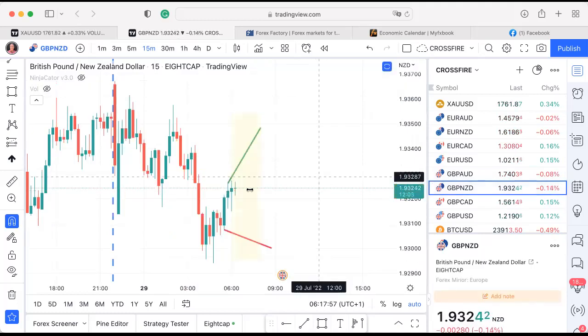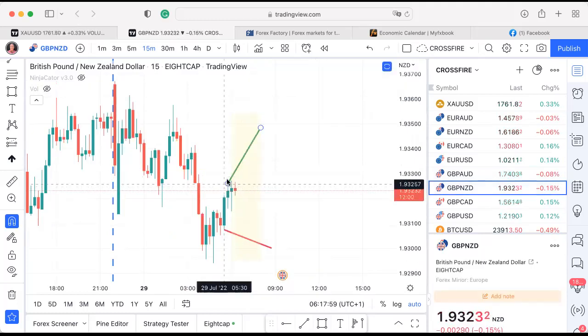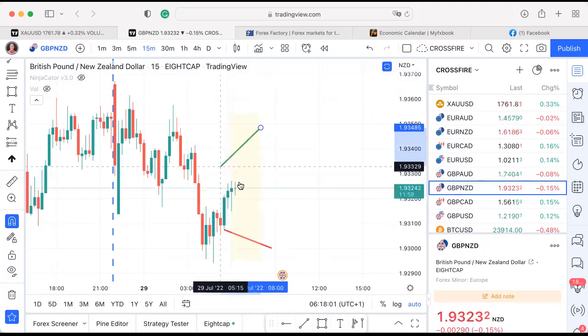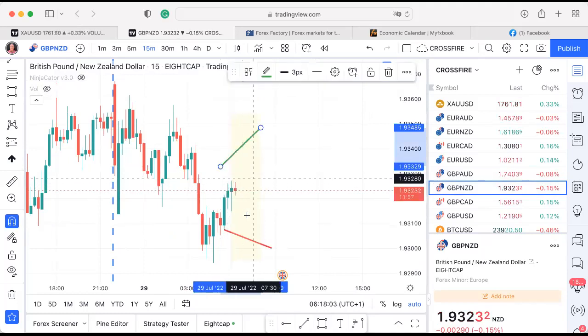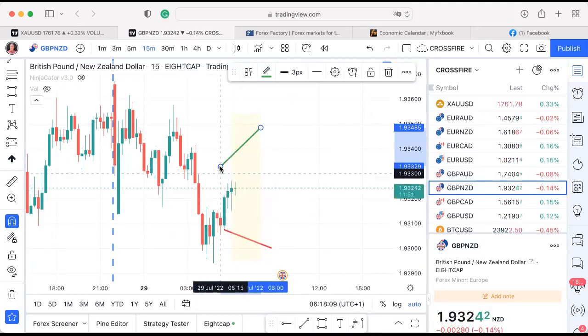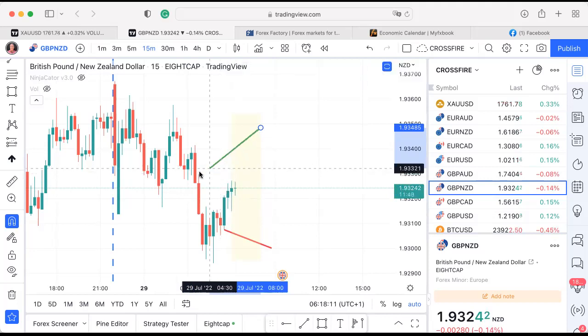Now, again, if I just move that out of the way, that's the 6 o'clock wick there. That is actually higher than the previous one, so I need to go further back. Go to that one there.